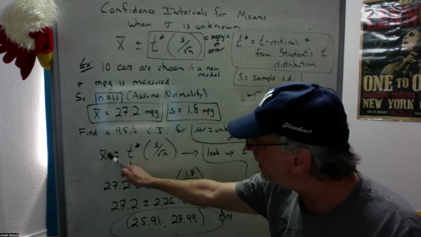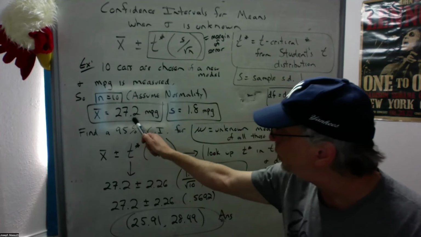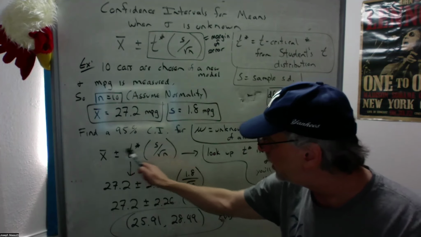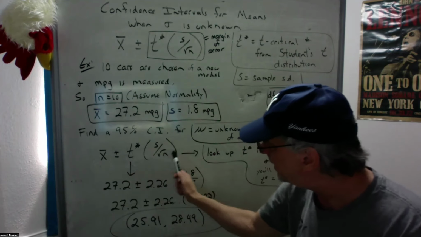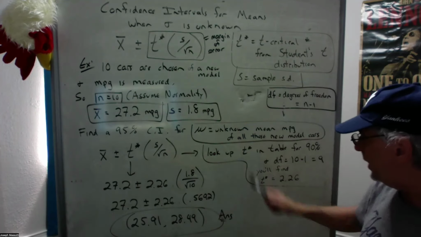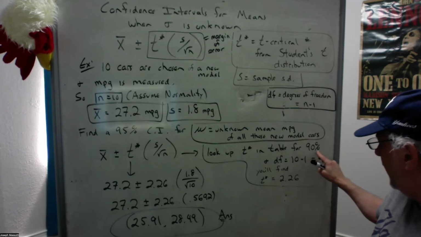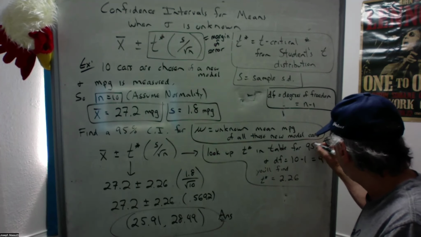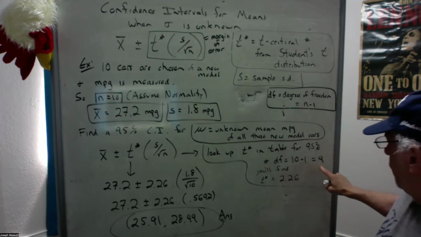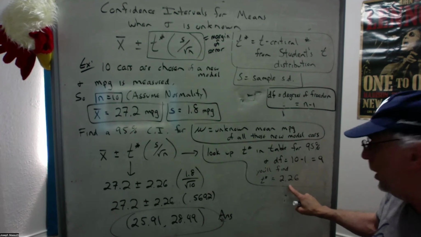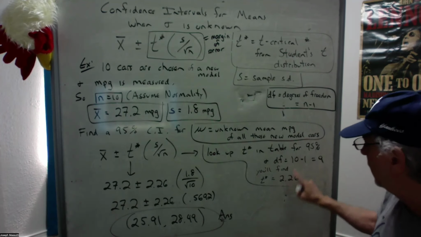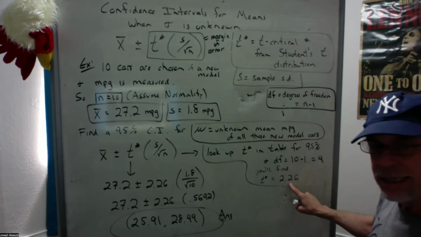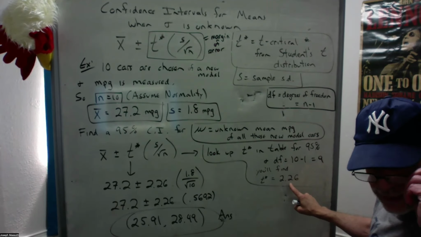All right, so the mean is the center of the distribution, 27.2. This is our margin of error. We're going plus that margin of error and minus that margin of error. We looked up the T critical in the table for 95% confidence here and degree of freedom 9, and we found 2.26. Okay, so 95% confidence, 9 degrees of freedom gives us a T critical of 2.26.